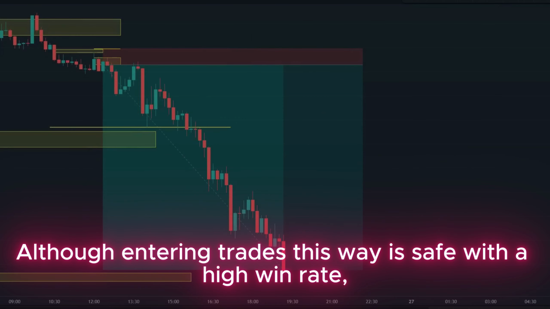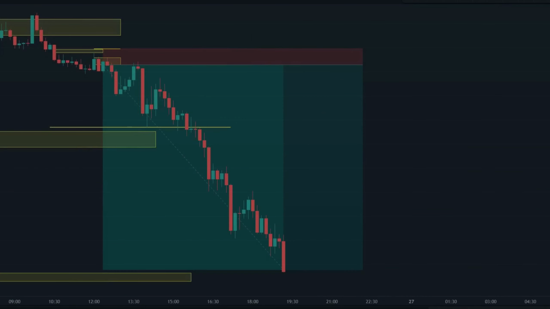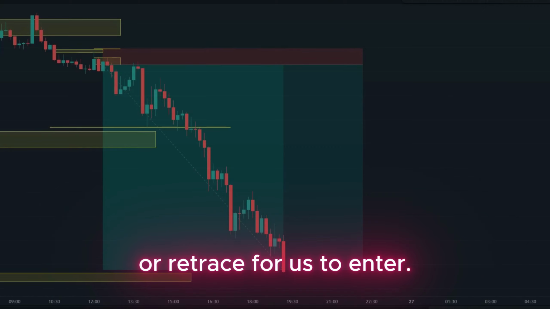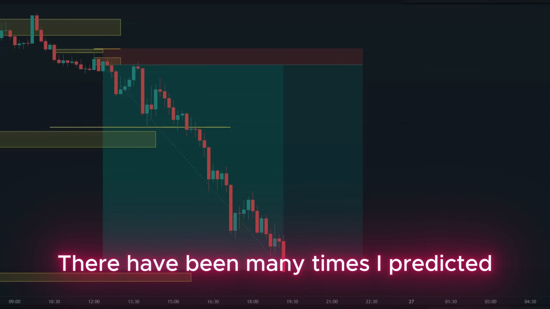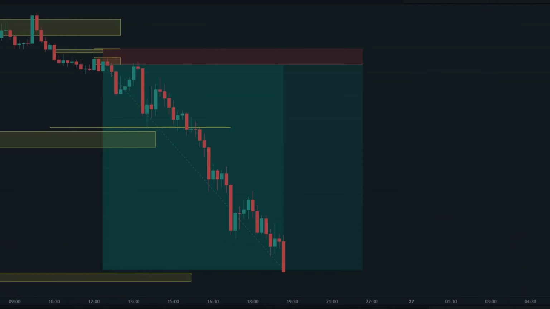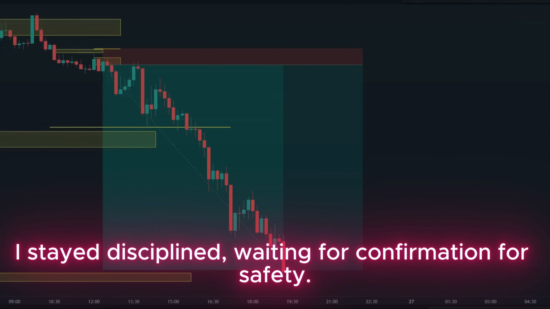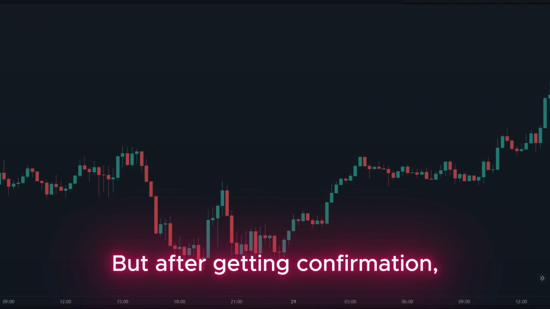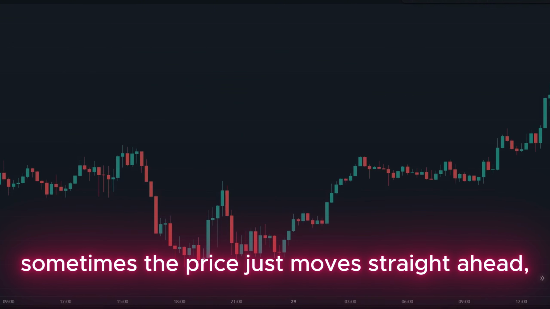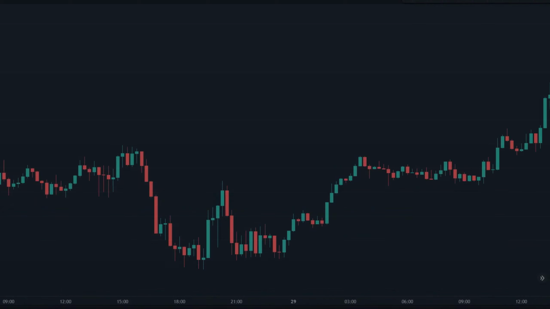Although entering trades this way is safe with a high win rate, the market doesn't always wait or retrace for us to enter. There have been many times I predicted the price would reverse where I expected, but I still didn't enter immediately. I stayed disciplined, waiting for confirmation for safety. But after getting confirmation, sometimes the price just moves straight ahead, leaving me feeling regretful.